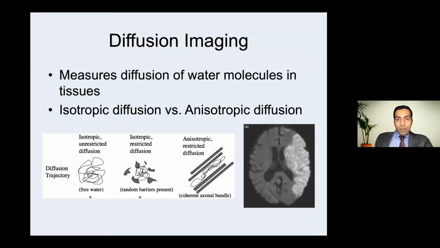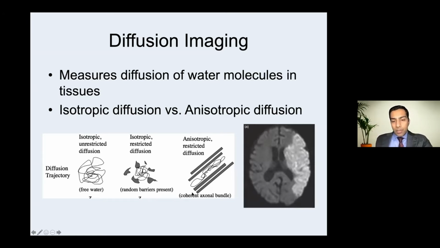So diffusion-weighted imaging or diffusion imaging is an MR technique that measures the diffusion of water molecules in tissues. We know that when the water molecules are unrestricted, they have isotropic diffusion. The diffusion can happen in any direction. But in axons, the diffusion is restricted by the axonal membranes and the myelin sheaths, so it happens more in one direction than another. So this is anisotropic diffusion. Now we use diffusion-weighted imaging for stroke to differentiate pathological tissue and non-pathological tissue.